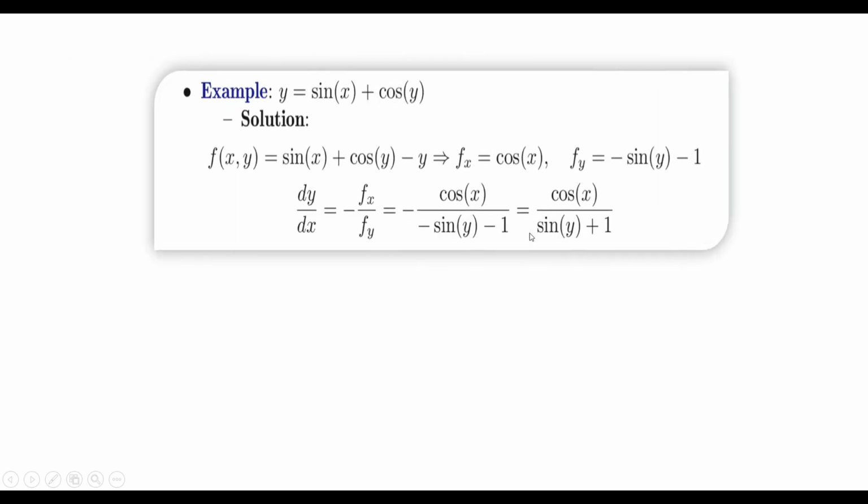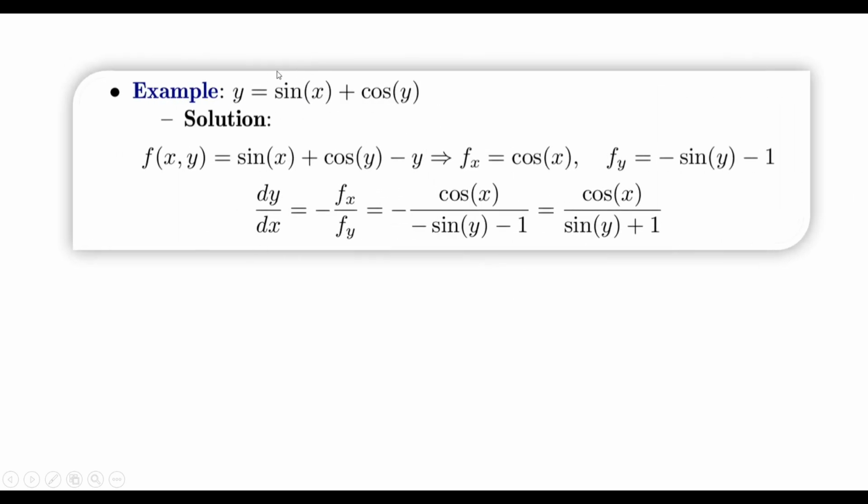The next example is based on an implicit equation involving trigonometric functions, where the implicit equation is y equals sin x plus cos y. You can write the corresponding implicit function sin x plus cos y minus y. Then estimate dou f by dou x and dou f by dou y. Implicit differentiation regarding this equation is negative fx upon fy. On simplification, we will get cos x by sin y plus 1.